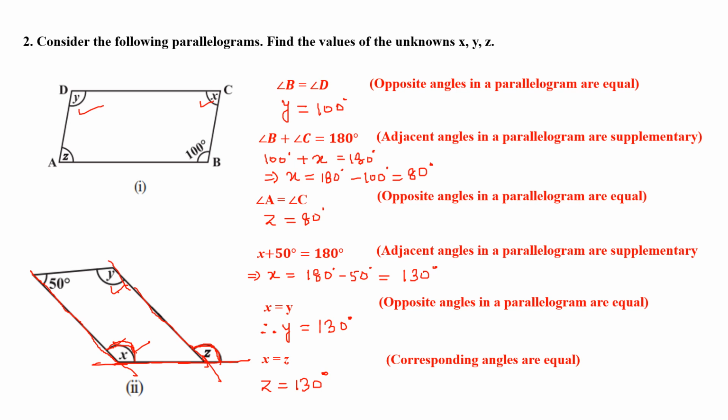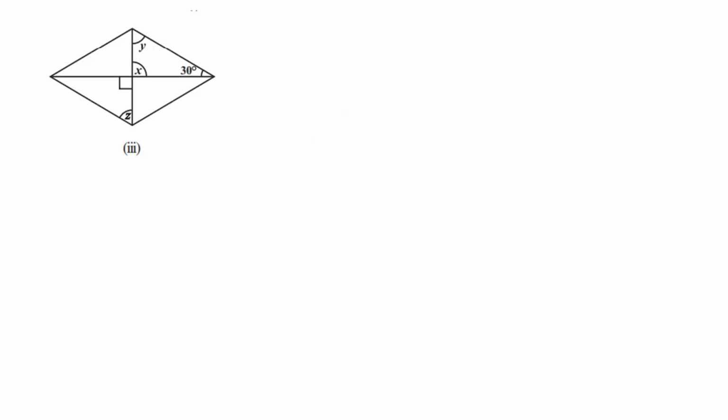So here x is 130 degree, y is also 130 degree, and z is also 130 degree. Now we'll move to the next question. Okay, so in this figure also you have to find the value of x, y and z. Now this is 90 degree. If the value of this is 90 degree, what will be the value of x? Tell me, what are these two types of angle? These two are vertically opposite angles, right? So if this is 90 degree, the value of x is also 90 degree, because they are vertically opposite angles.